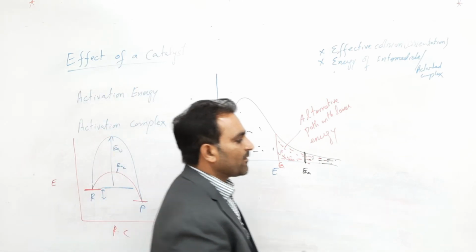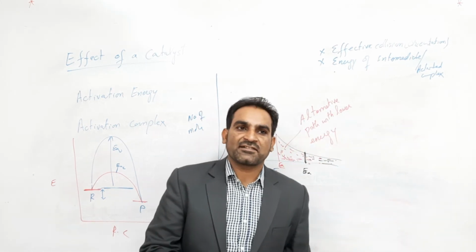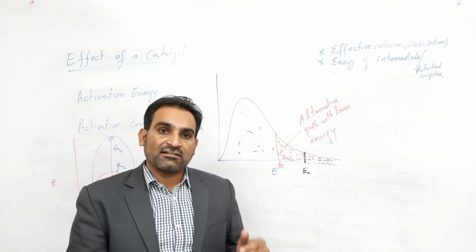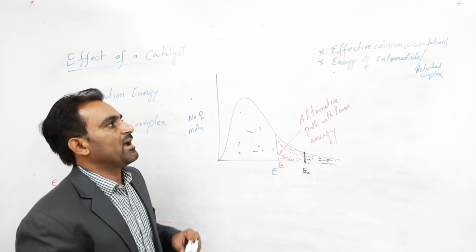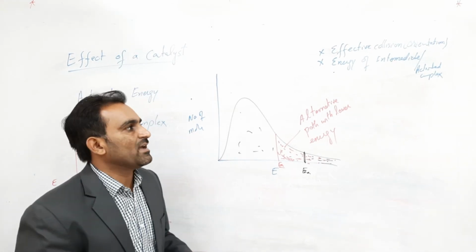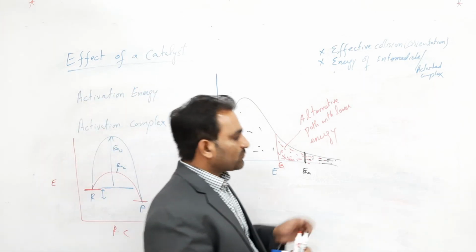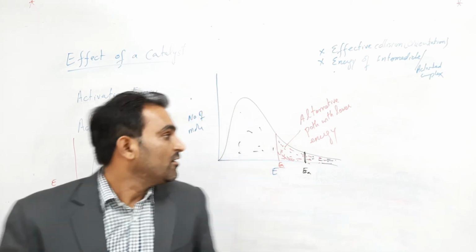And one more thing, in the case of the activated complex, the catalyst helps to form an intermediate or complex with lower energy. Okay, in these two ways it will increase the rate of reaction.